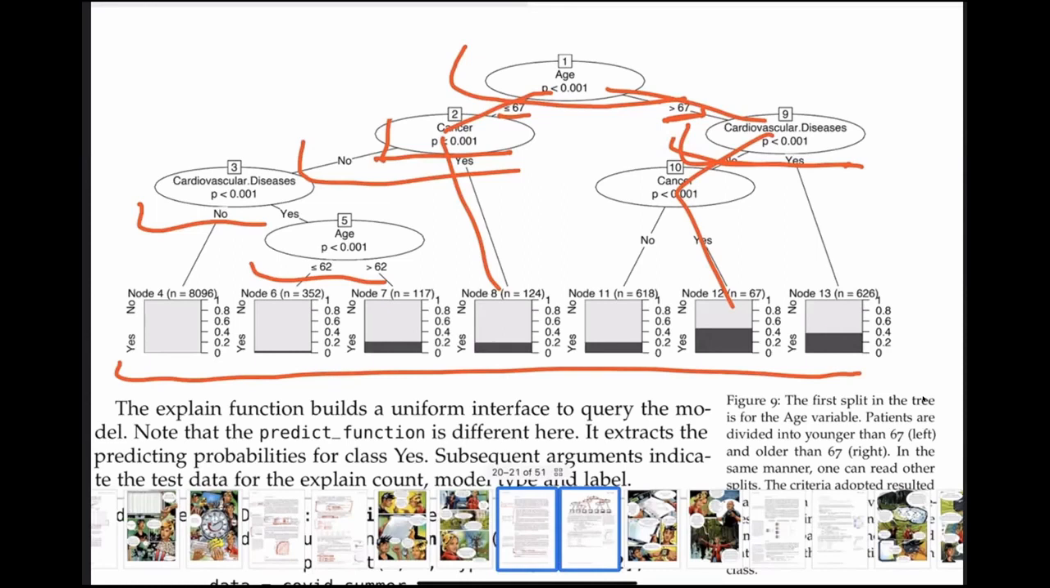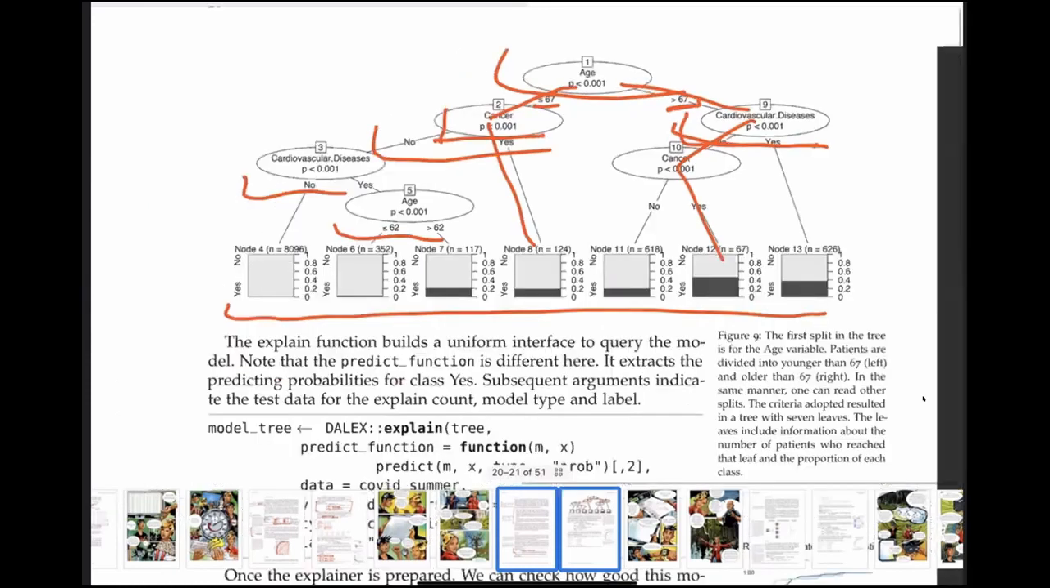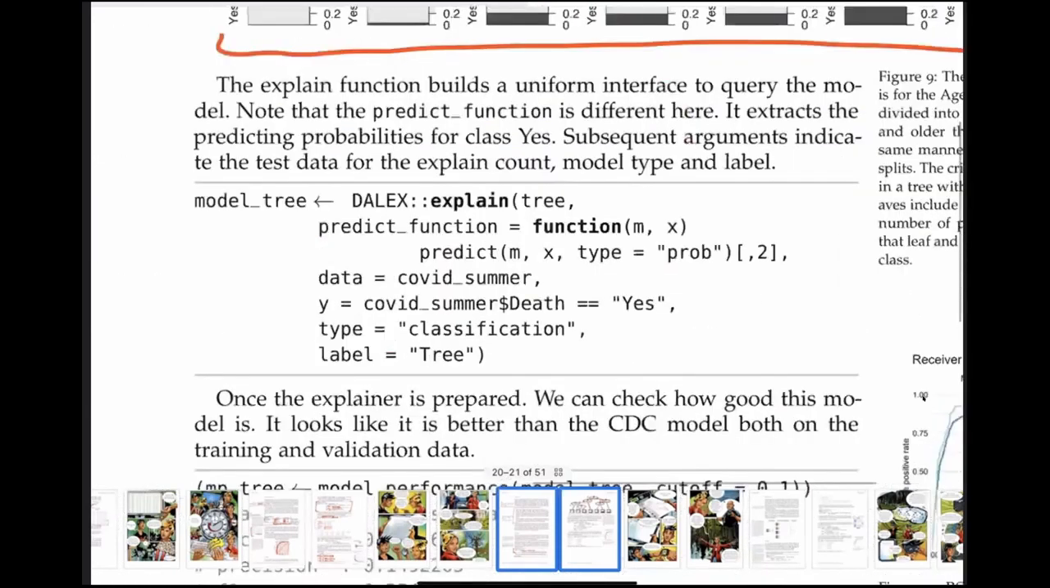So, okay, we have a model. This model was trained on the COVID spring data. So now we can validate the model. And this is where the DALEX explainer will pay off, because again, we'll create some additional wrapper around the model. But with this wrapper, it will be very easy for us to compare different models. This is where we are creating the wrapper. We are using the explain function.